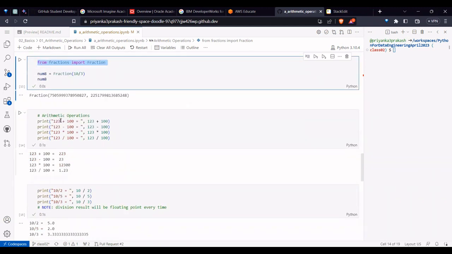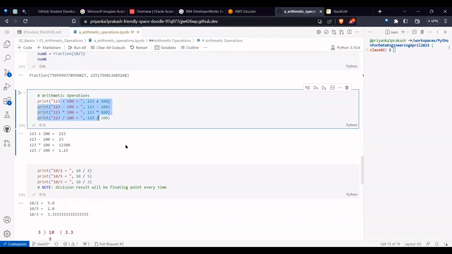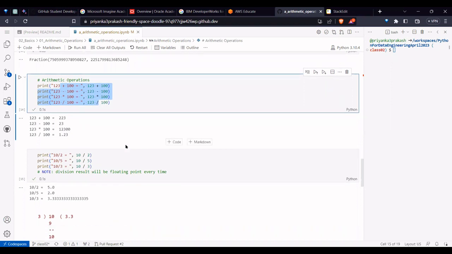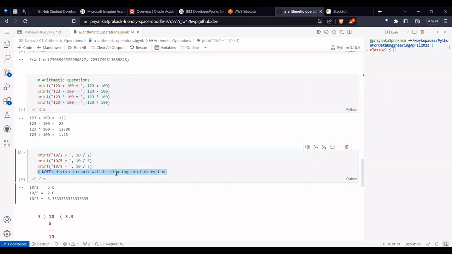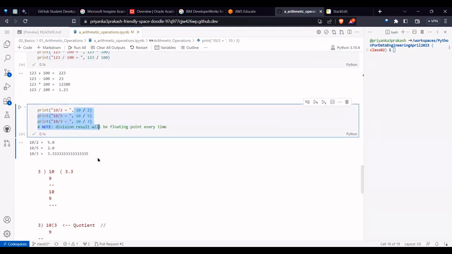Going ahead, if I do the arithmetic operations like addition, subtraction, multiplication, division, everything works perfectly as how we do on a pen and paper, on a math book, the same thing. But one thing we need to understand is that in Python, division results in a floating point value. Whether it is perfectly divisible or imperfect, it will do the same thing.